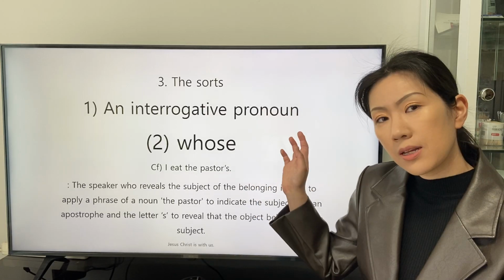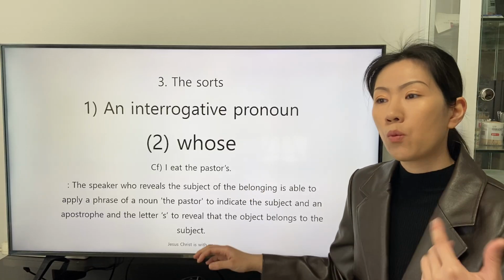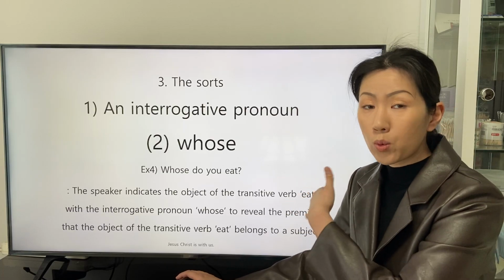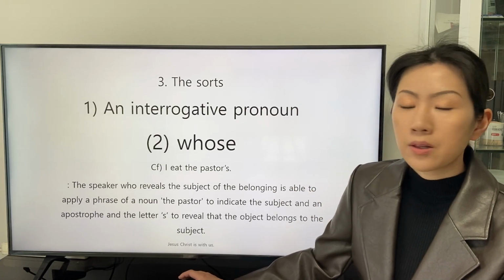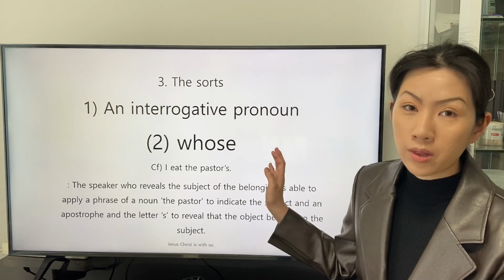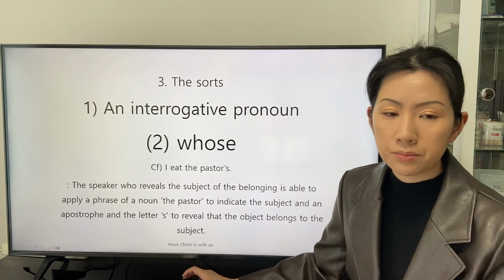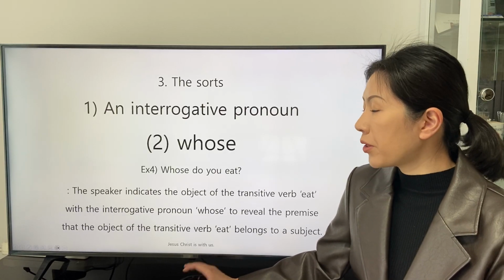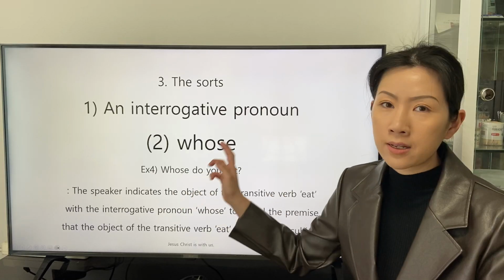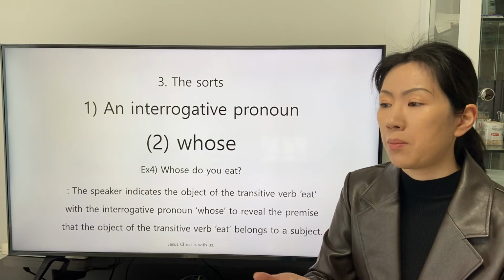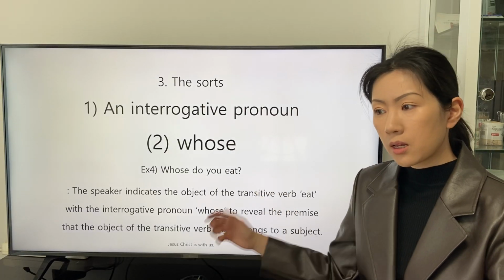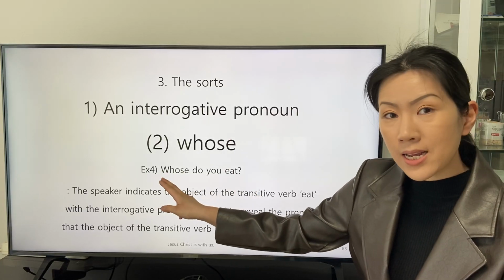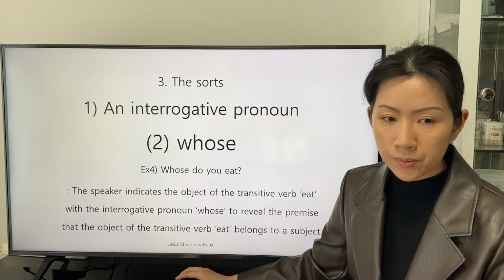There's a conference, and this is one of the possible responses to the previous question, Whose do you eat? The conference is: I eat the pastor's. From the question, we can understand that the speaker intends to know about the object, because that is indicated by the interrogative pronoun whose.